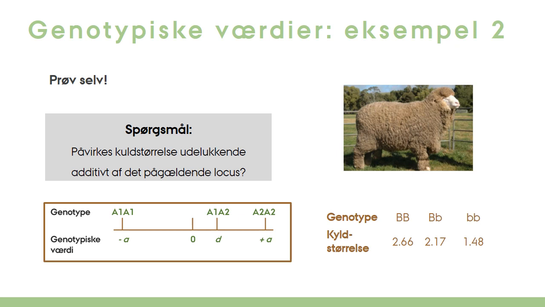So now let's try it yourself with the second example. This one is about sheep. We have this sheep here on the right with a lovely hairdo, and he has wool. We have measurements on wool size. No clue what this means, and I have no clue what the units are here, but for the homozygotes for the big B allele, they have a wool size of 2.66, and the heterozygotes have 2.17, and the homozygote recessives have 1.48. And now my question to you is, is this an additive locus, or is there a dominance effect?